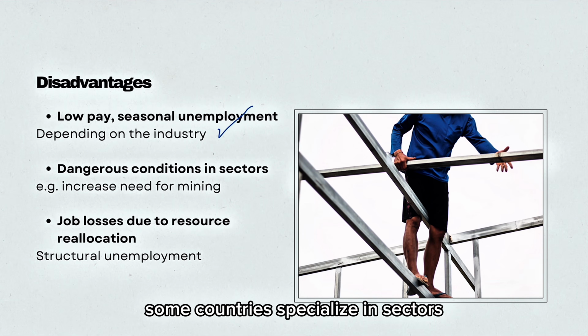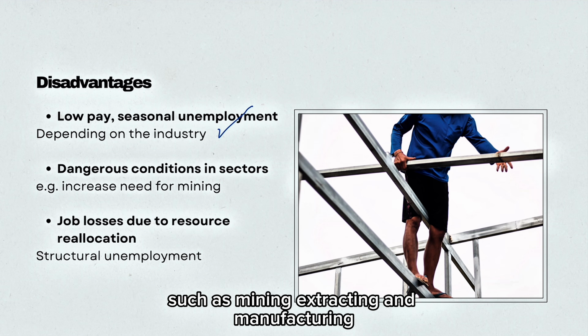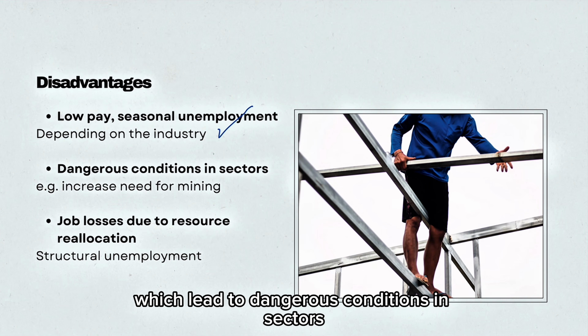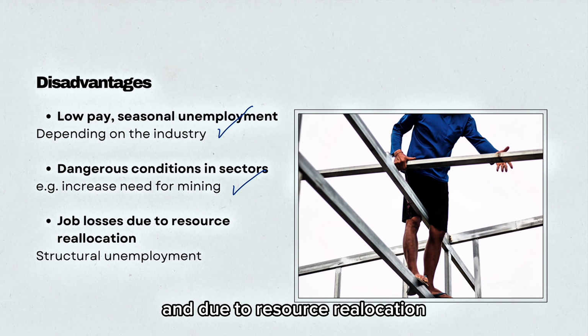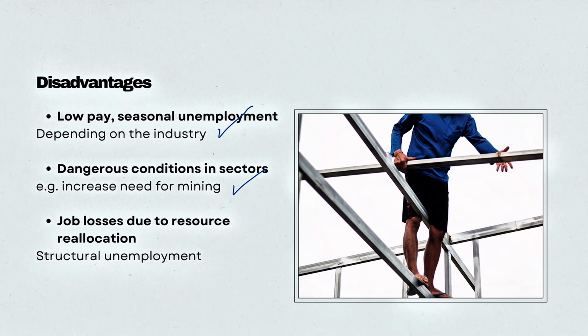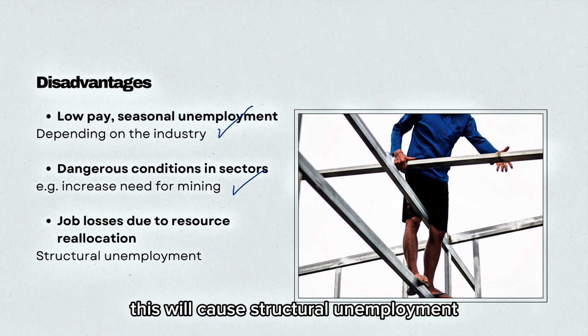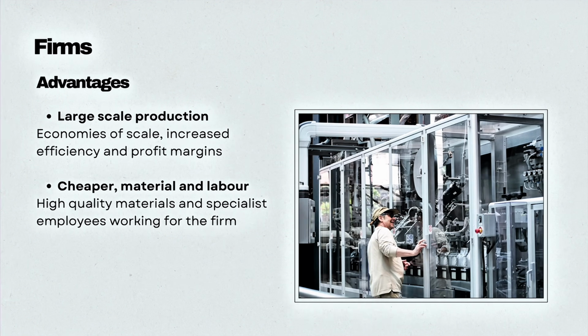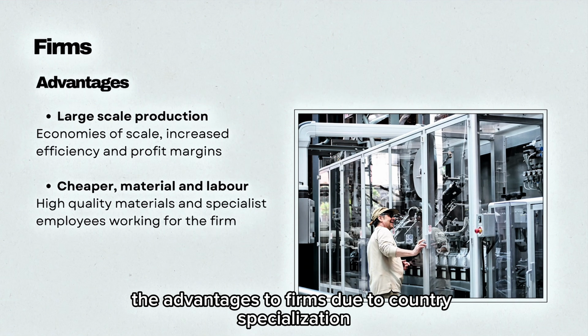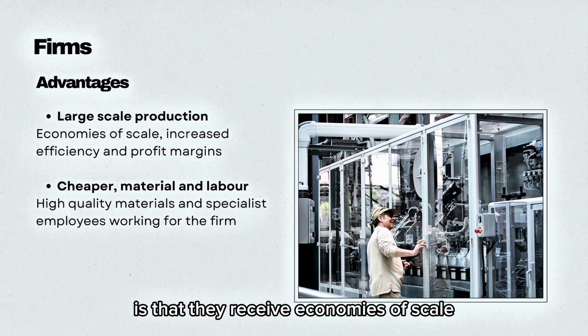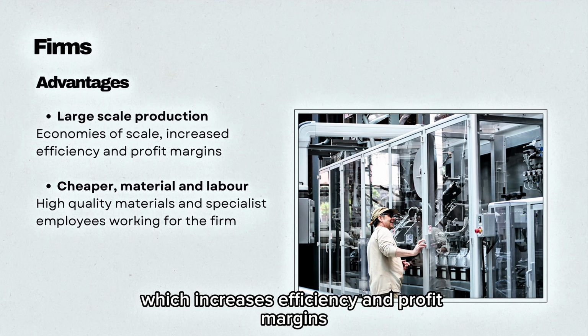Some countries specialize in sectors which are deemed very dangerous, such as mining, extracting, and manufacturing, which lead to dangerous conditions in sectors. And due to resource reallocation from the inefficient to the efficient, this will cause structural unemployment. The advantages to firms due to country specialization is that they receive economies of scale, which increases efficiency and profit margins.